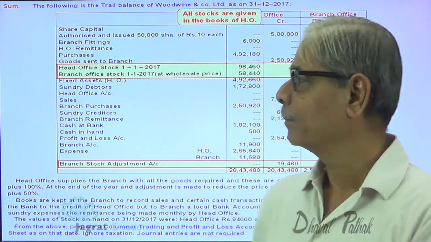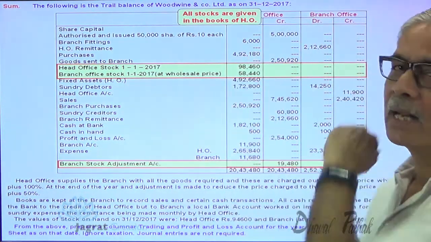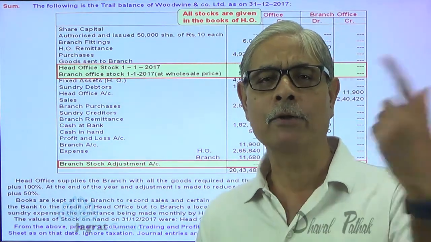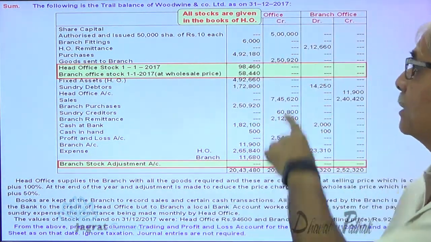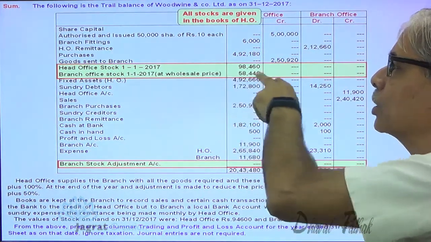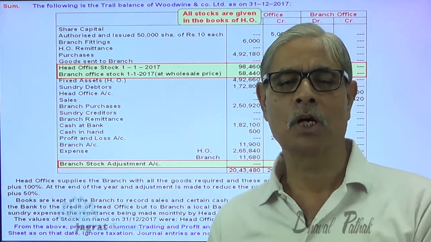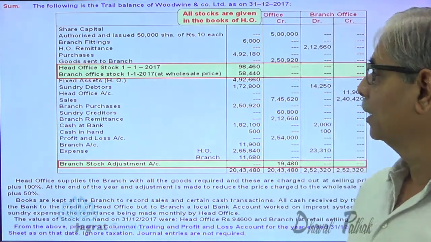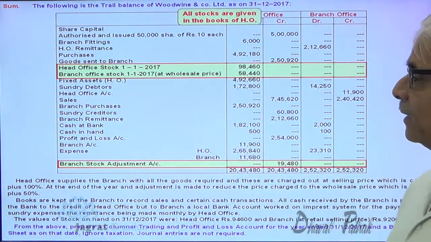Just understand. Branch purchase account debit to goods sent to branch account. This is how the entry is recorded in the books of HO for the goods sent to the branch. That's a peculiarity. And it is because of this entry that the stock is found in the books of HO.